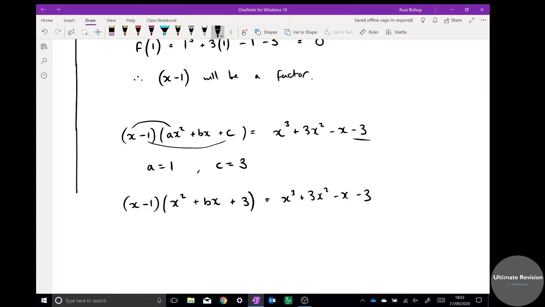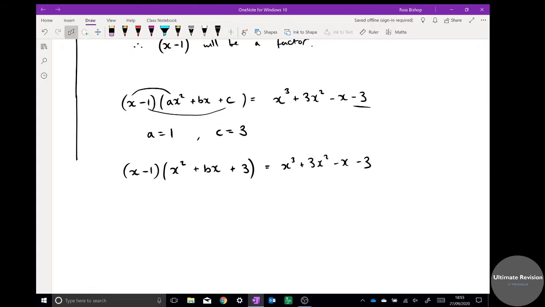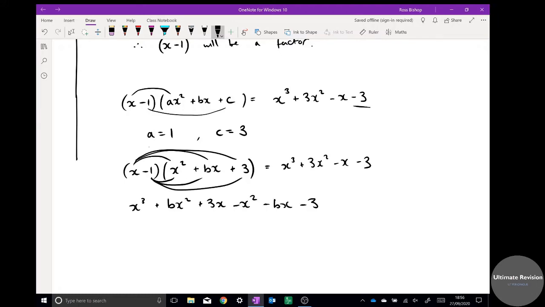Now, I want to work out what b is, and then I've basically found the 2 factors, okay? Now, in order to do that, I need to multiply out and I can compare some coefficients. So let's go and do that. So x cubed plus bx squared plus 3x minus x squared minus bx minus 3, and that equals the right-hand side.